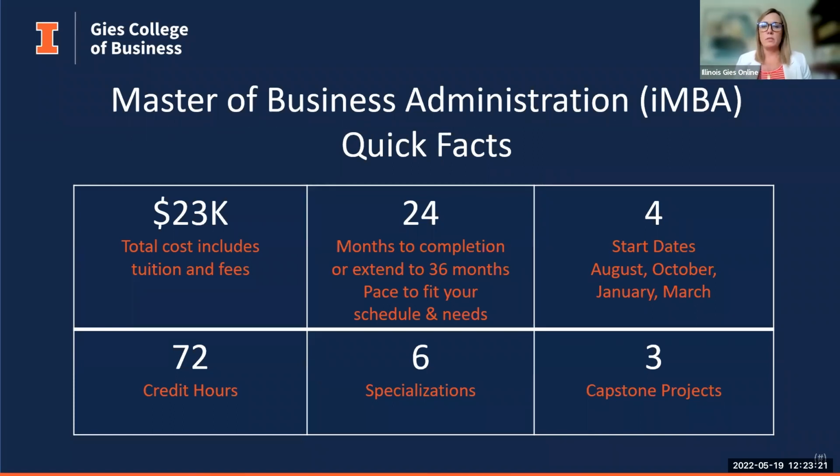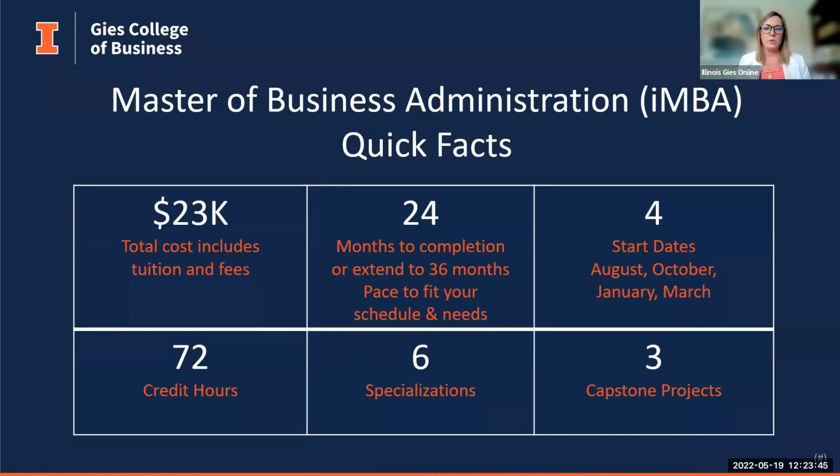This degree costs right around $23K. Each credit hour costs $320, which makes, as I said before, a course right around that $1,280 mark. We do have a pay-as-you-go model though, so you only pay for the course that you're registered in at that time. The IMBA takes 24 to 36 months.